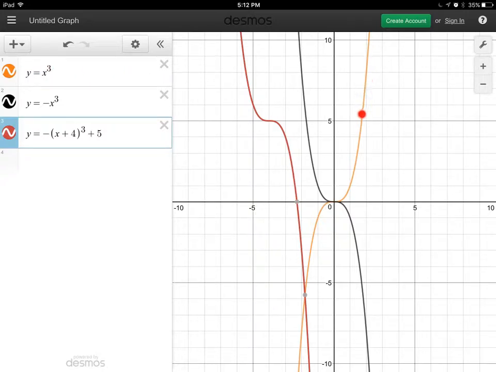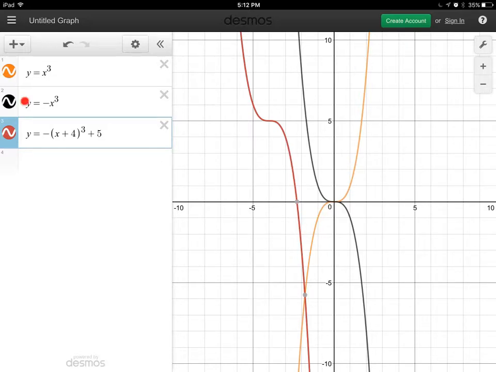So the original cubic function does something like this. Okay, so it passes through (0, 0), it passes through (1, 1), it passes through (2, 8) up here, and then (-1, -1), (-2, -8) should be somewhere down towards the bottom. I don't know, somewhere down there.